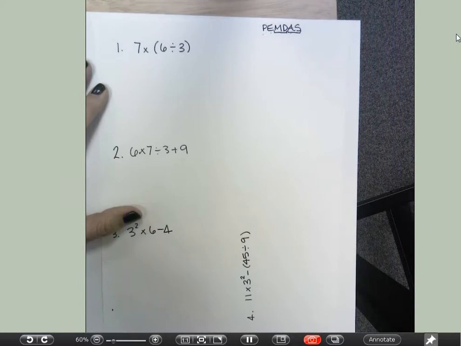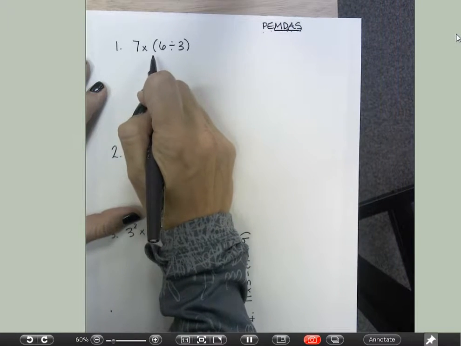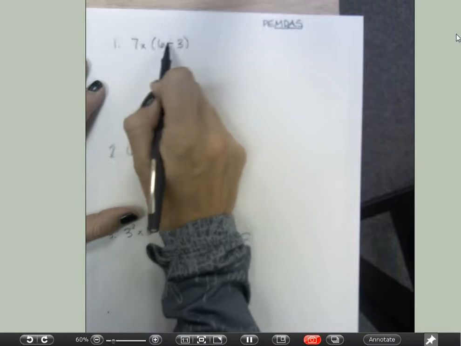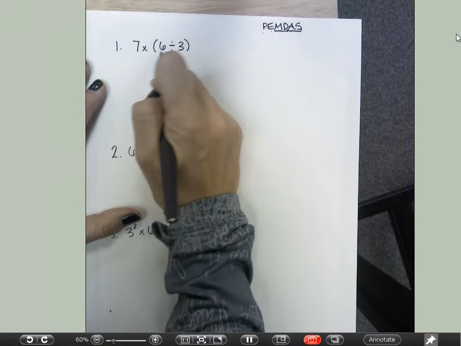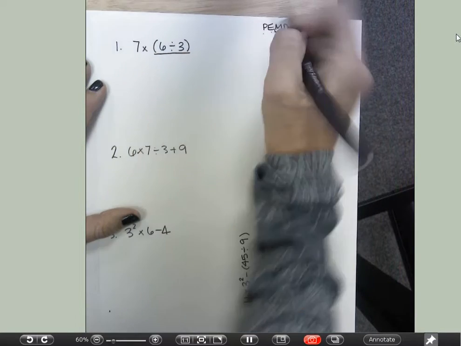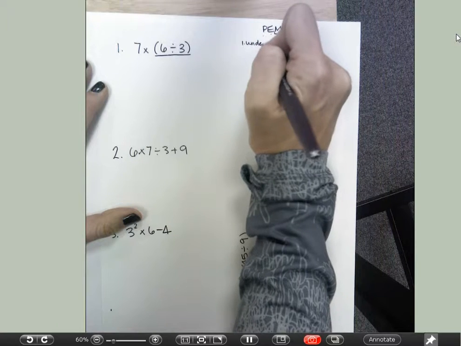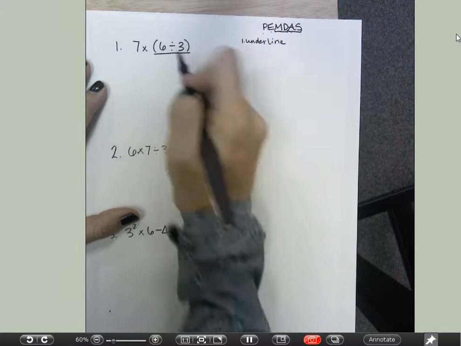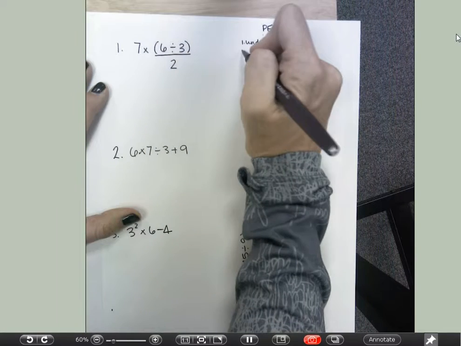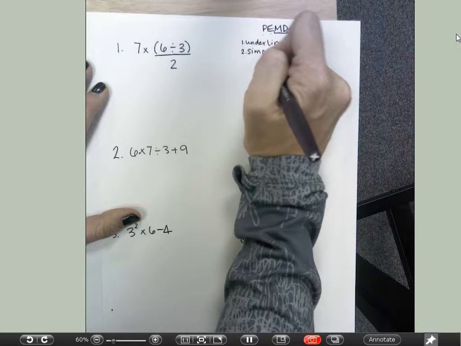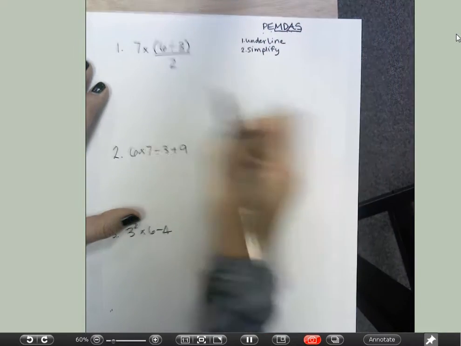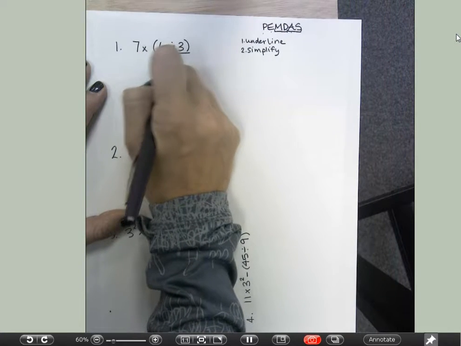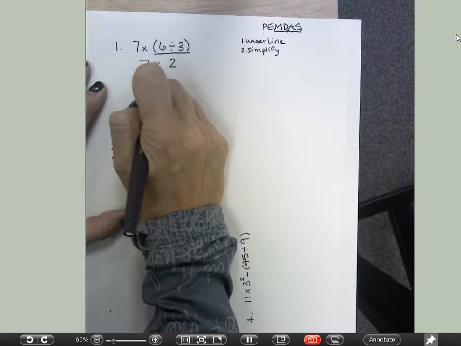Okay, so let's do a couple of sample problems. So when we're looking at this guy, I go in my head through the please excuse my dear Aunt Sally. And when I'm looking at this, I've got parentheses. So I'm going to underline. That's my first step. Underline. And then I'm going to simplify. So 6 divided by 3 is 2. So that's my simplify. Then I'm going to bring down whatever is left in my problem. In this case, I just simplified this, so I've got 7 times 2 left.